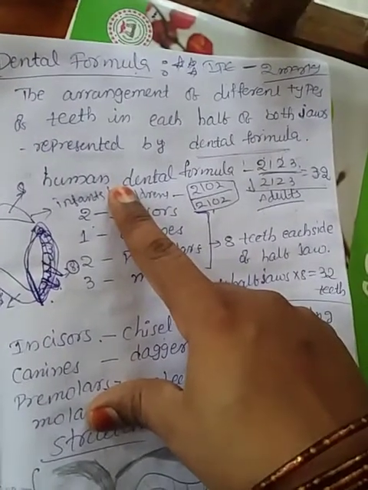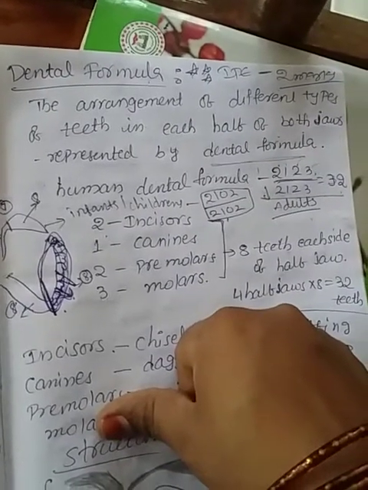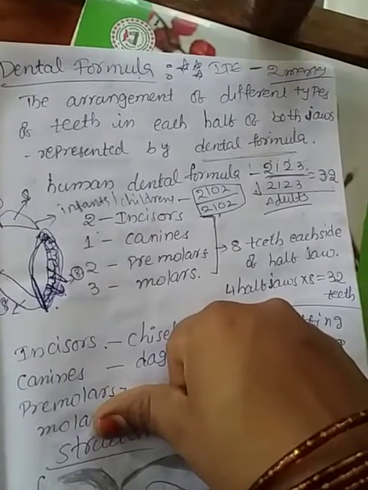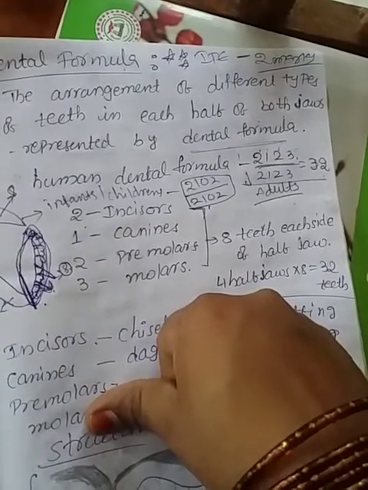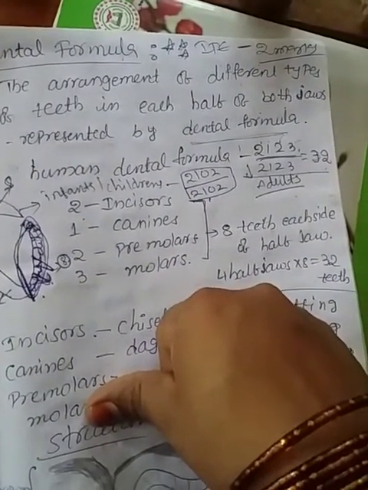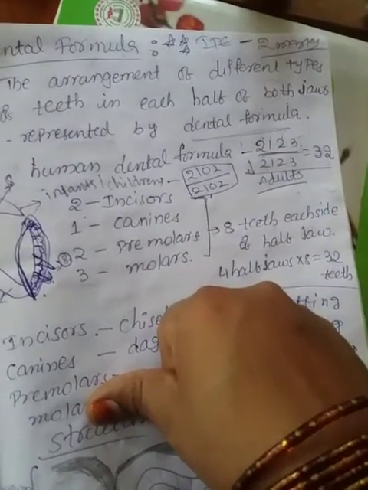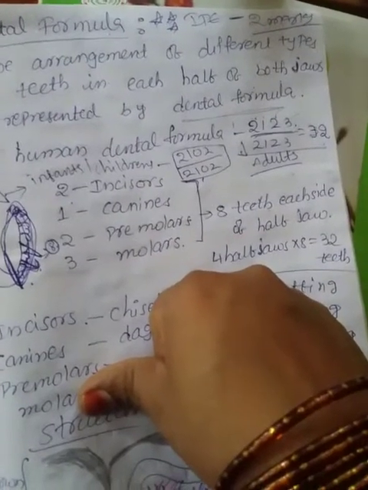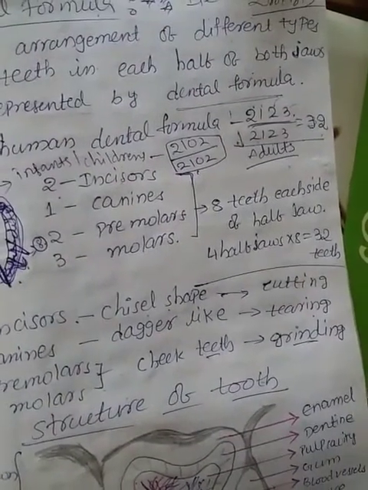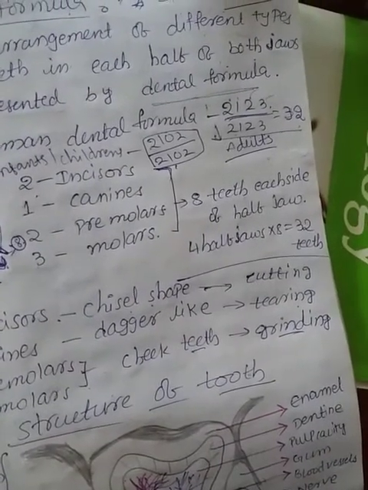And we also learned the dental formula. The dental formula is the arrangement of different types of teeth in each half of both jaws. In human beings the dental formula is 2123 by 2123, equal to 32. In infants or children the dental formula is 2102 by 2102. Here 2 refers to incisors, 1 to canines, 2 to premolars and 3 to molars. In children the premolars are absent.